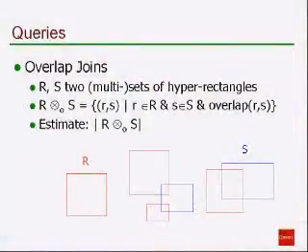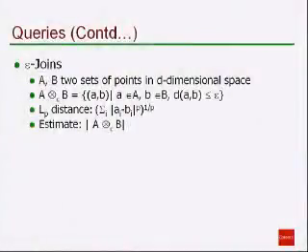For example, if R is the set of red hyperrectangles, say in two-dimensional space rectangles, and S is the set of blue rectangles, then in this case, the size of the overlap join is going to be 3 due to the 3 shaded regions.